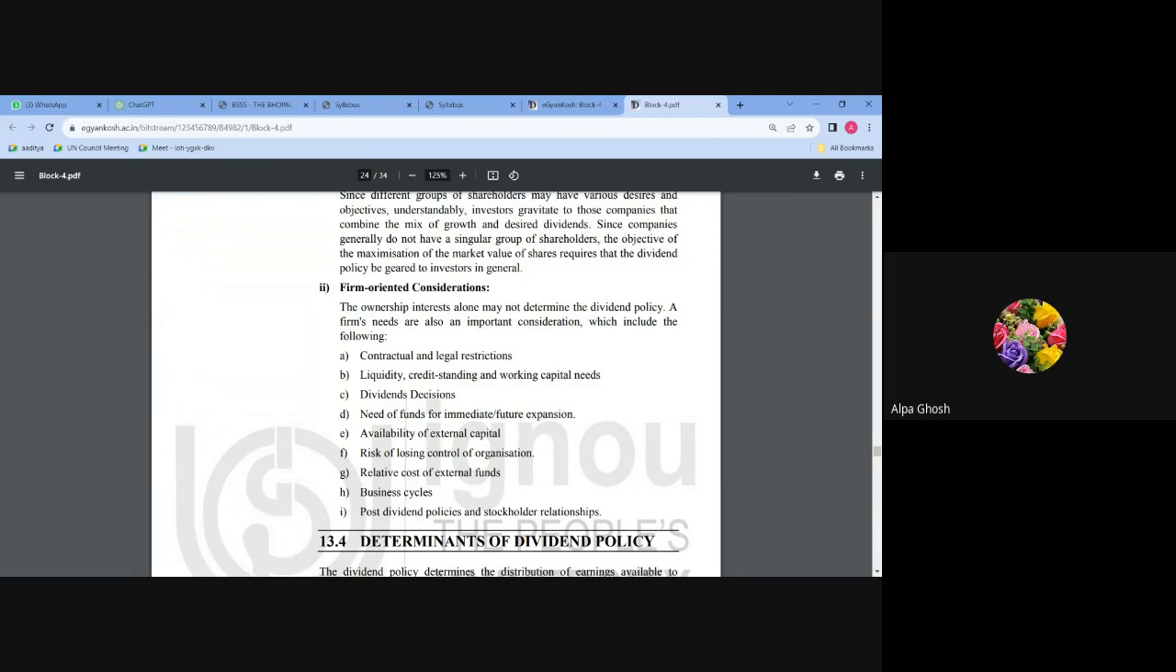We also have availability of external capital. Sometimes we do not have the scope of raising funds from external sources from the market. So in such case, we rely on the capital that the firm has within itself. And it is only and only retained earnings, which is the internal source of financing.